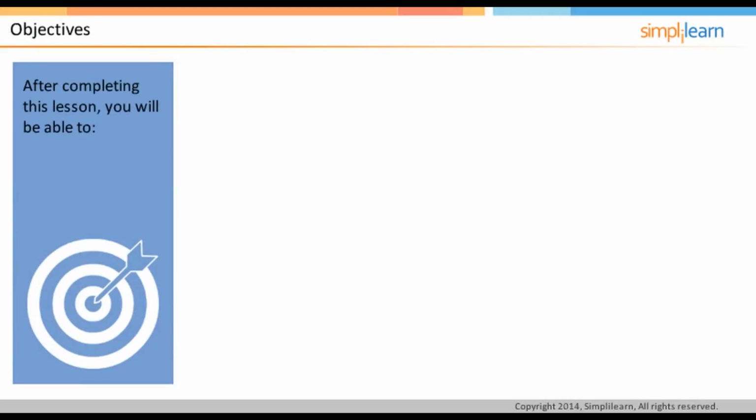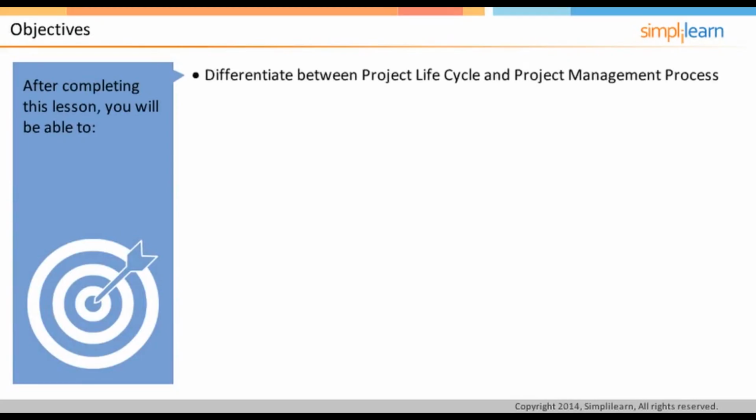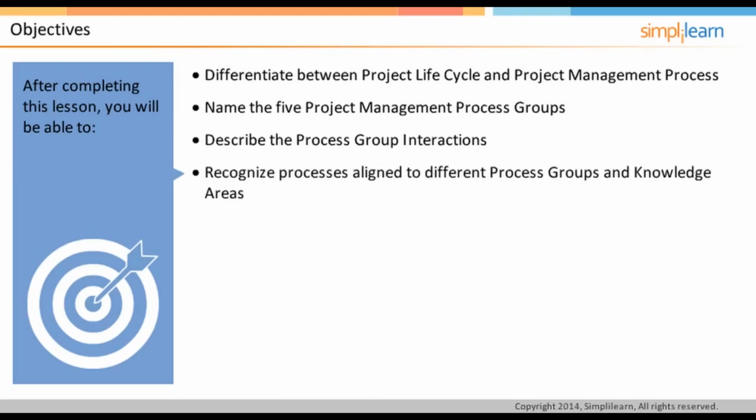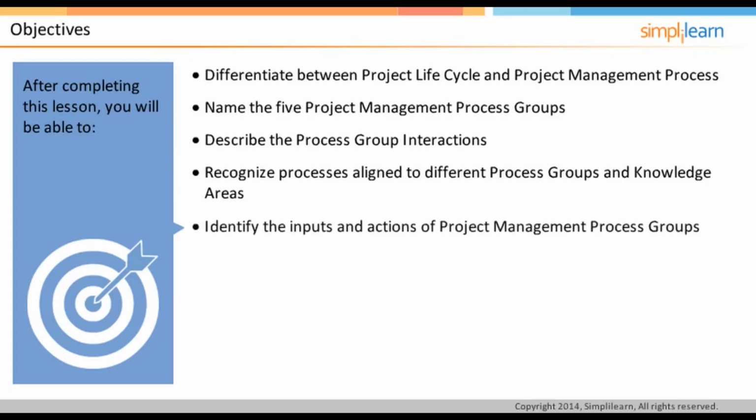After completing this lesson, you will be able to differentiate between project lifecycle and project management process. Name the 5 project management process groups. Describe the process group interactions. Recognize processes aligned to different process groups and knowledge areas. Identify the inputs and actions of project management process groups. Let us now begin with understanding the differences between project lifecycle and project management process.